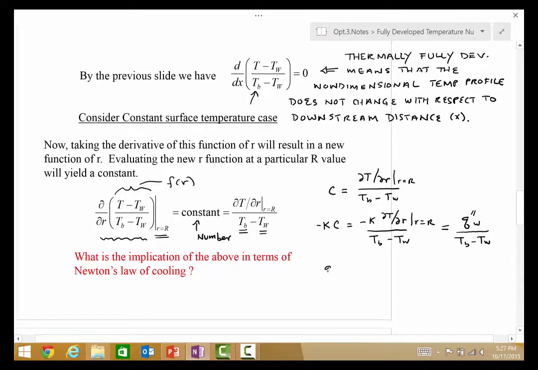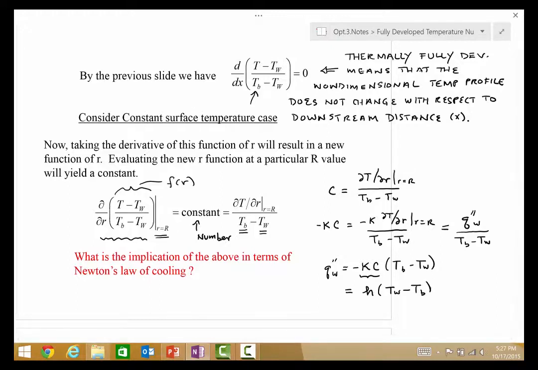What this says is Q wall is equal to minus K times some constant times TB minus TW. What we do is we associate this Kc as the heat transfer coefficient. So it says that the heat transfer coefficient is a constant as long as the thermal conductivity is a constant.